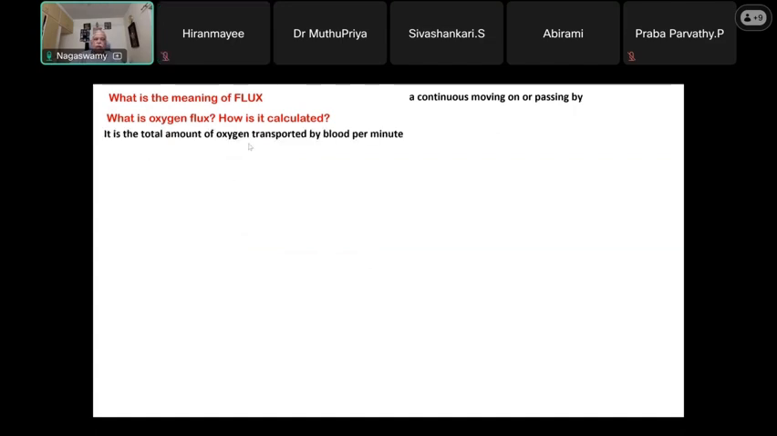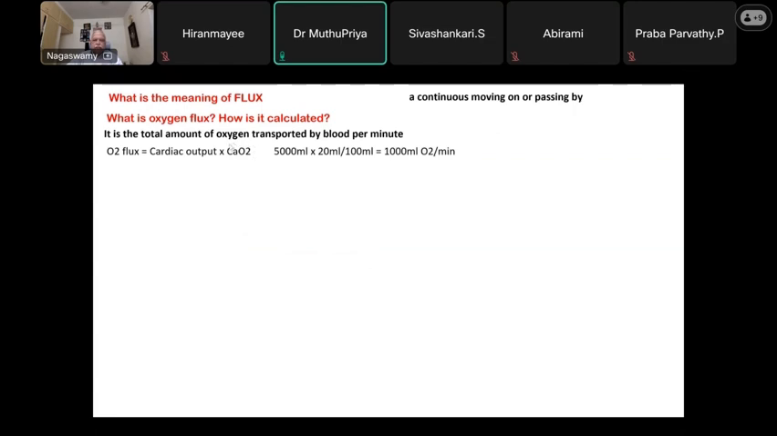The total amount of oxygen transported per minute is oxygen flux. The definition of oxygen flux is the total amount of oxygen transported by blood per minute. That can be calculated by cardiac output times arterial oxygen content, CaO2. Cardiac output is 5000 ml per minute, and the oxygen content is 20 ml per every 100 ml. So 1000 ml of oxygen is carried by the blood every minute to deliver to the tissues.